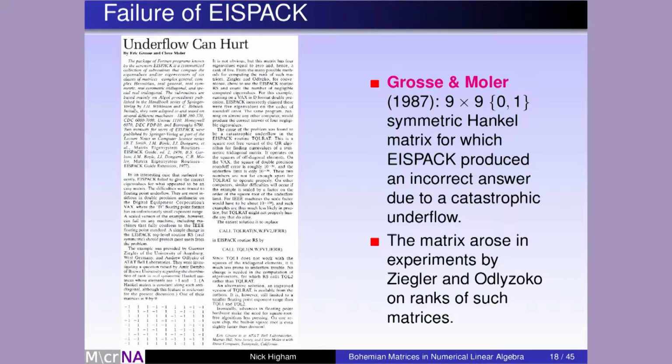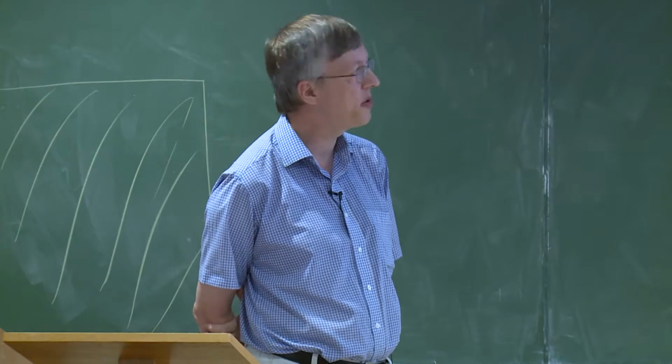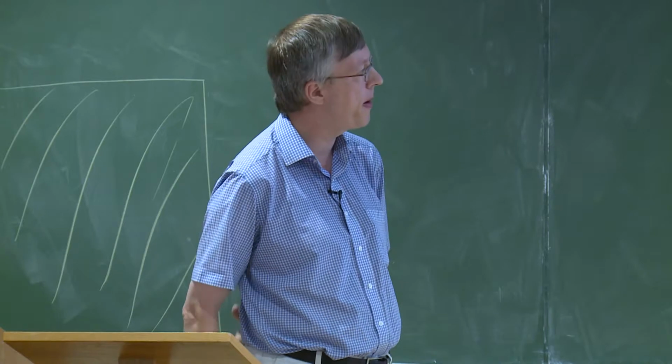This is an article in Science News from 1987 by Eric Gross and Cleve, and they were reporting a matrix on which EISPACK, which was then the standard state-of-the-art eigenvalue solver, failed. So a 9x9 matrix with elements 0 and 1, symmetric Hankel, and on one particular computer it failed due to what turned out to be an underflow. And this had arisen in experiments by Ziegler and Odzico, looking at ranks of these matrices. So that's a good example of where using these sorts of matrices can expose problems with algorithms.